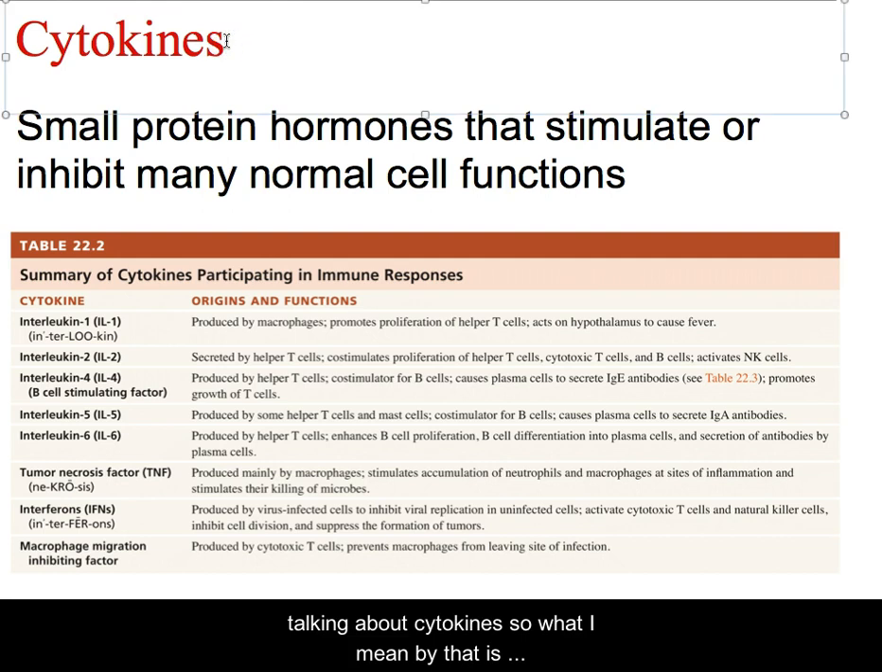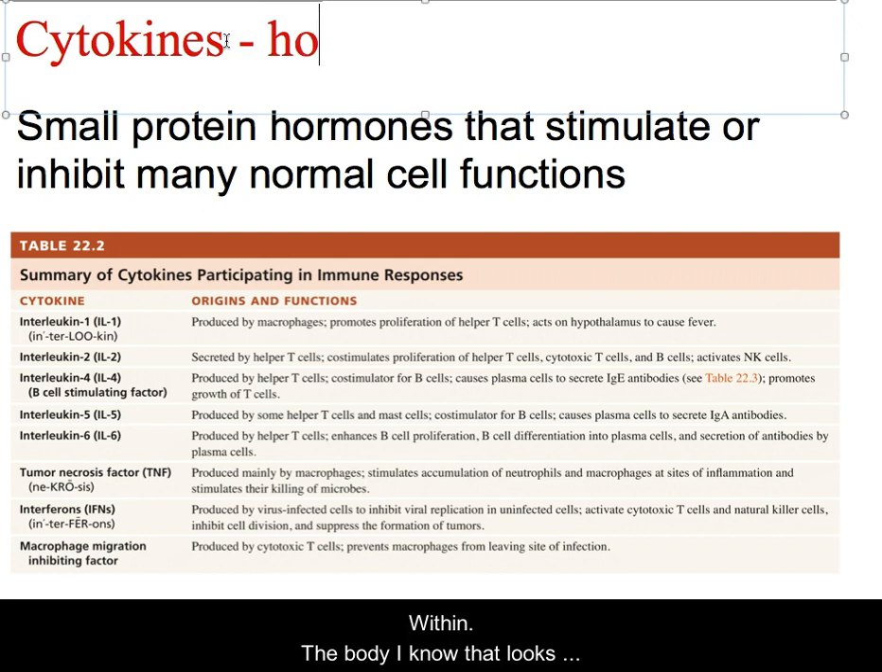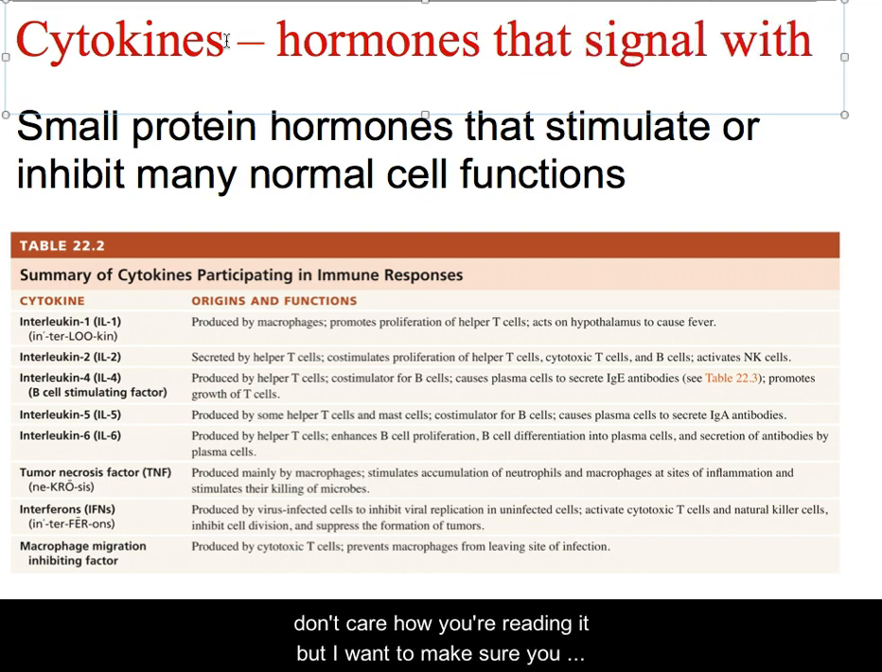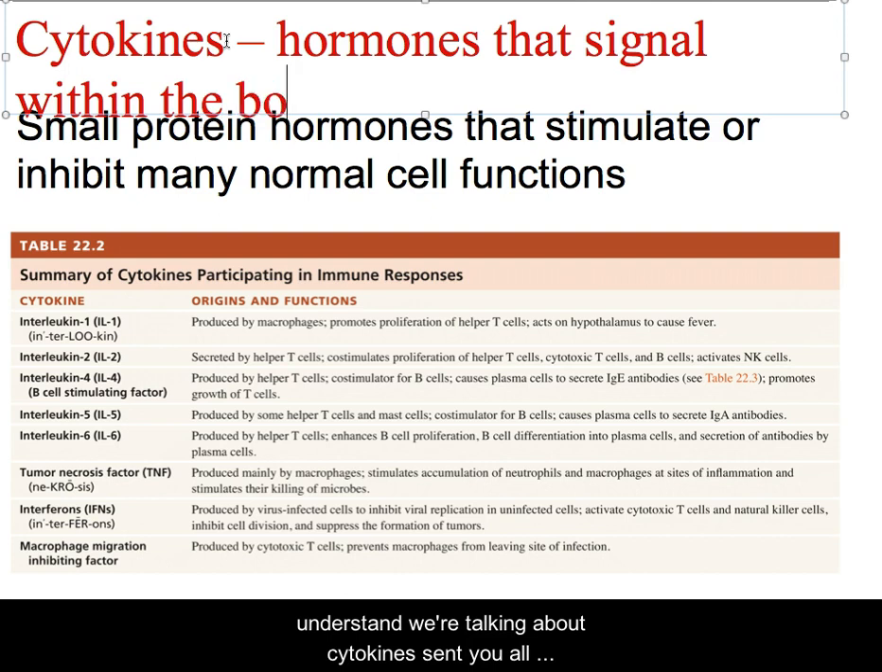So what I mean by that is cytokines are the hormones, H-O-R-M-O-N-E-S, that signal within the body. I know that looks messy, but I don't really care. I don't mean that I don't care how you're reading it, but I want to make sure you understand we're talking about cytokines. Essentially, all the same mechanisms we learned back in Chapter 18 apply now. A molecule binds a unique receptor for that unique molecule, and that's how the body knows what's going on.